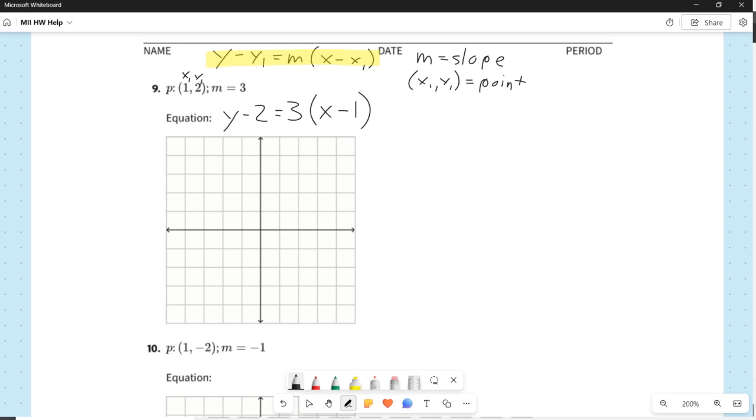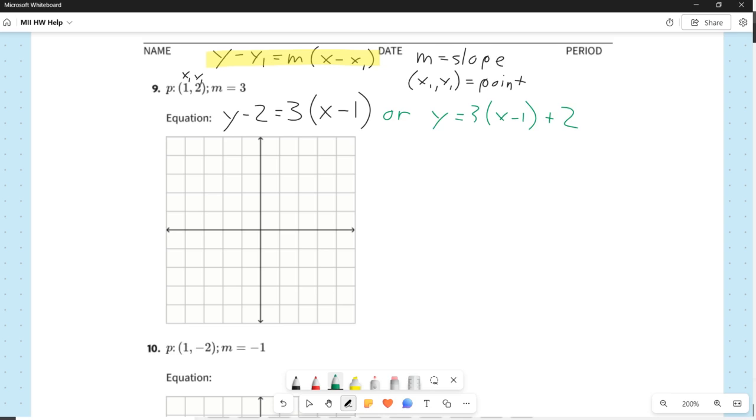All right. So that is our equation. If you want to, this is not necessary, you could bring that -2 over to the right, just so you have y equals. So if you bring that -2 over to the right, you get y equals 3 parentheses x minus 1 plus 2, right? If you're subtracting 2 on the left and you bring it over, it becomes a plus 2 on the right. But if you left it in the original form, that's also fine.